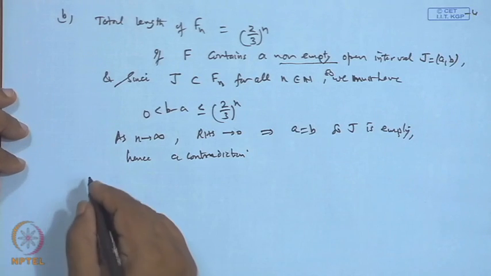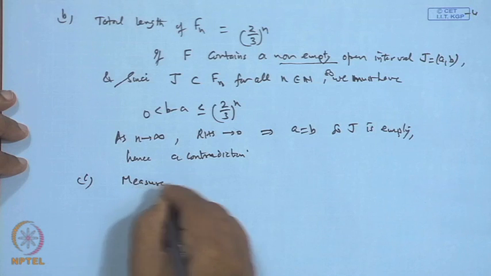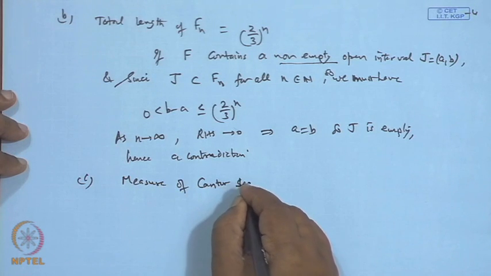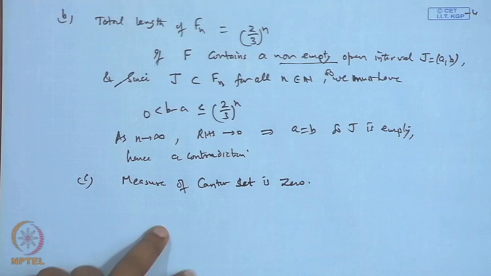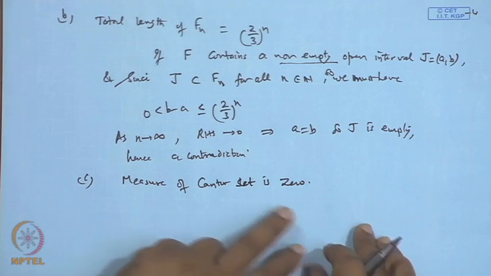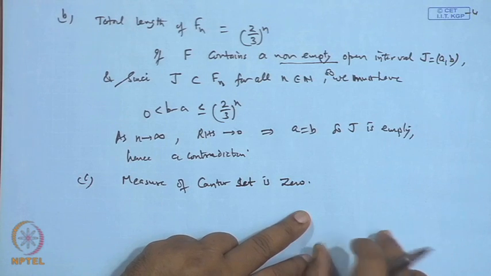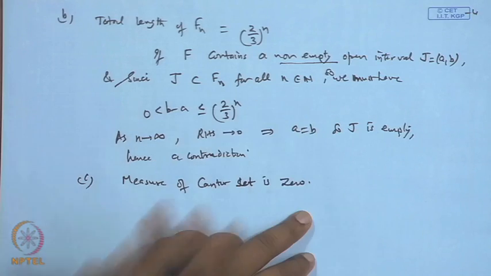Now, the third part is that the measure of this Cantor set is 0. In fact, I do not want to introduce measure in detail. What is the measure? Suppose I take the interval (a, b), open interval or closed interval, the length of the interval is b minus a. So, that is called the measure of the interval.